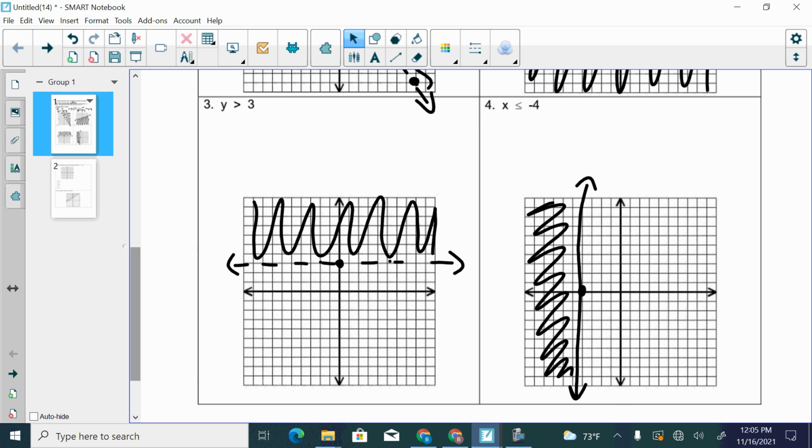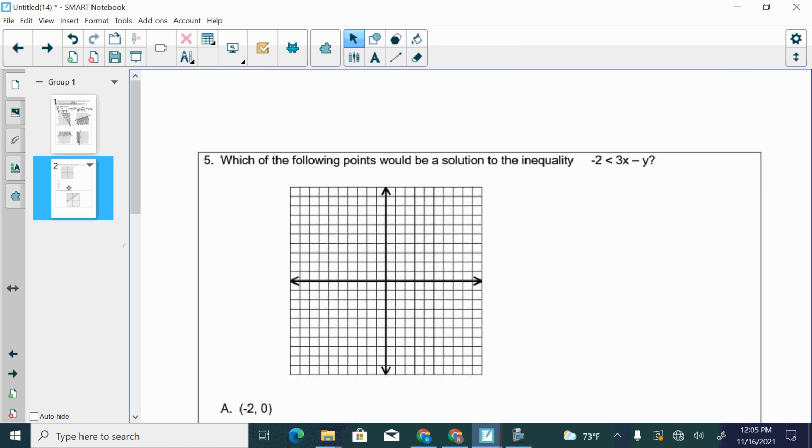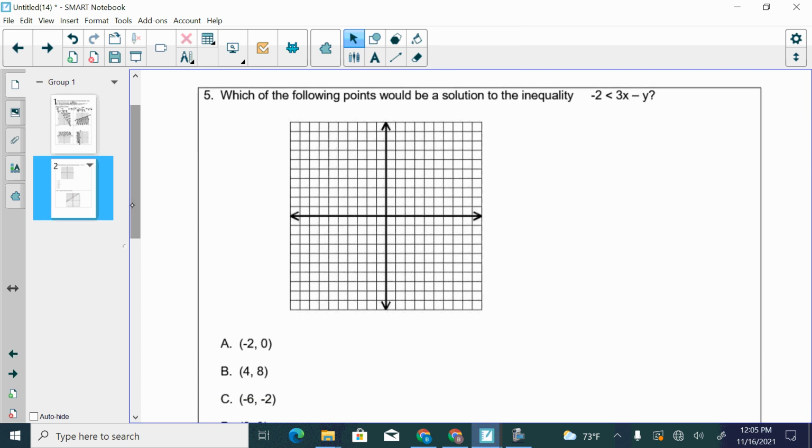Okay, just a couple more examples on the back. So number 5 says, which of the following points would be a solution to this inequality? Well, in order to find out, we're going to have to graph it. So we got to do some rearranging, right? What should we move? What do we want over there on the left side? The y, right? We want the y over there on that left side.